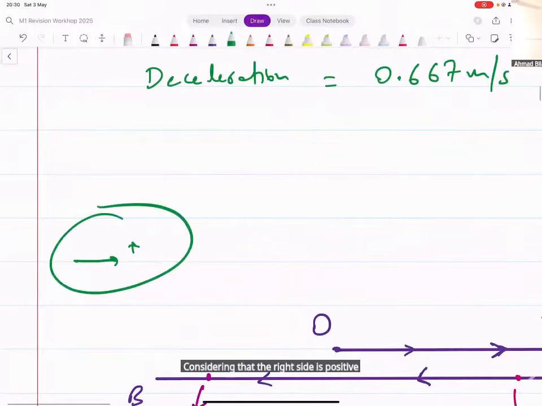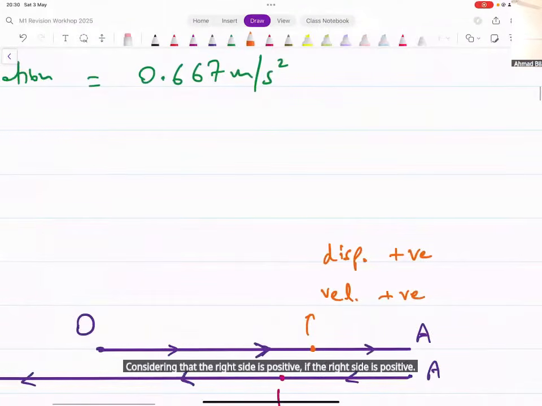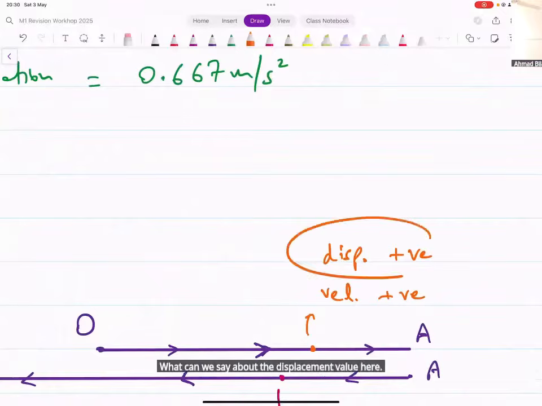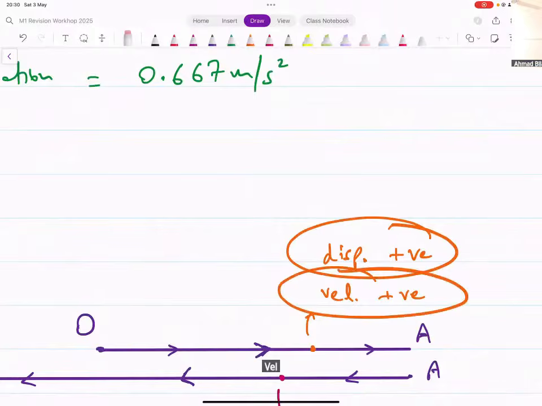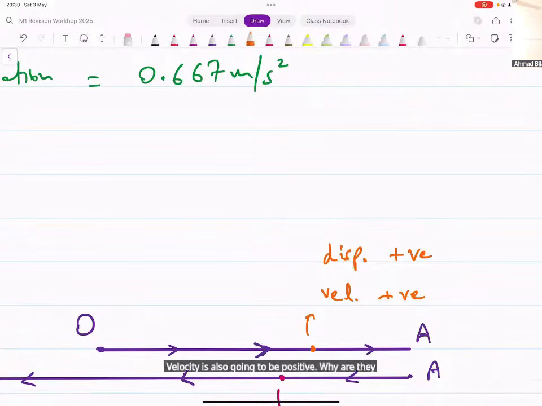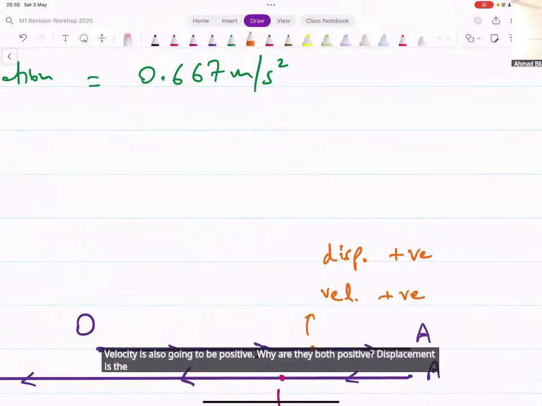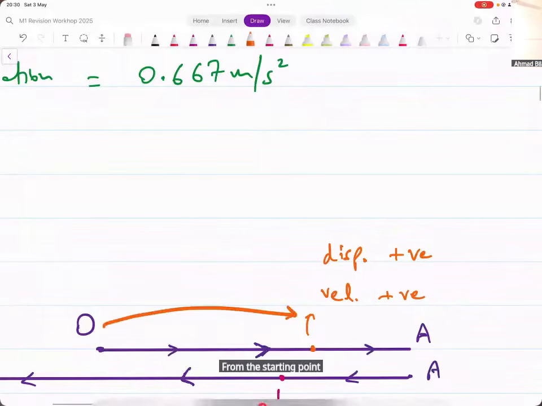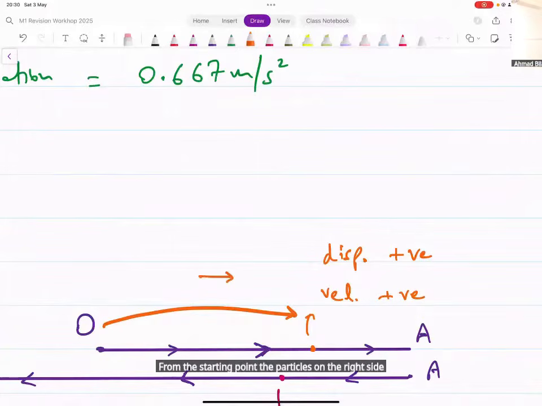If the right side is positive, what can we say about the displacement value here? The displacement is going to be positive. What can I say about the velocity value? Velocity is also going to be positive. Why are they both positive? Displacement is the position of the particle from its starting point. From the starting point, the particle is on the right side, so displacement is positive.